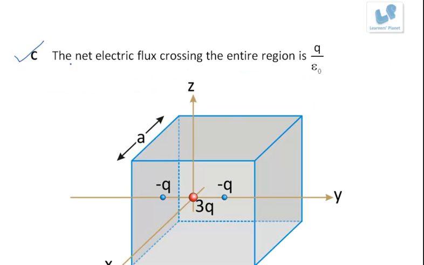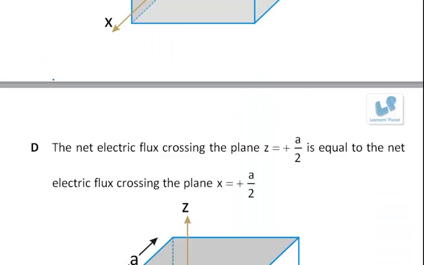Option C: the net electric flux crossing the entire region is q by epsilon naught. From Gauss theorem we know that since the total charge enclosed is q, the total flux would be q by epsilon naught. So option C is correct.